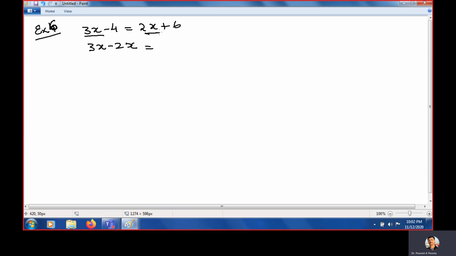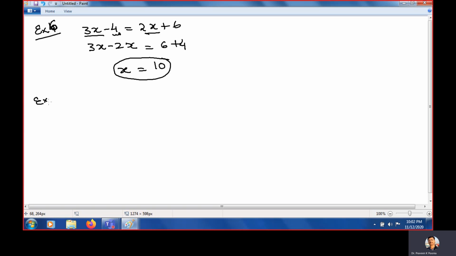There is 3x and 2x. So bring 2x to the left side, it will be minus 2x. And here it is 6. And if you shift minus 4, it will change into plus 4. 3x minus 2x is x. 6 plus 4 is 10. This is a very simple question. x is equal to 10.